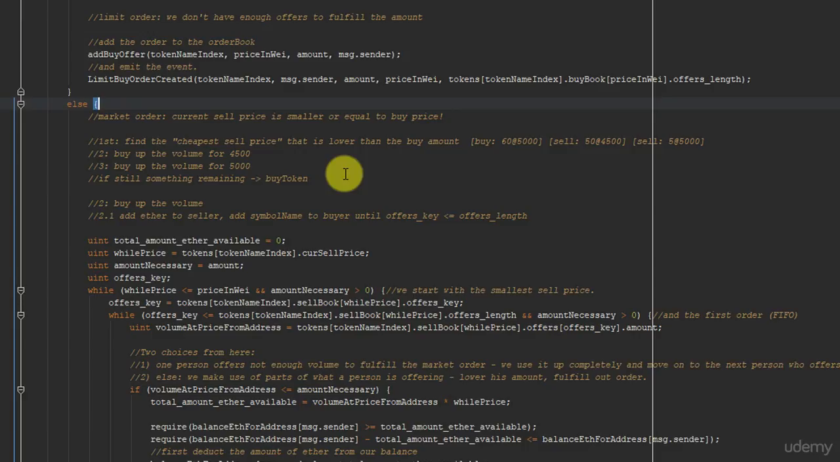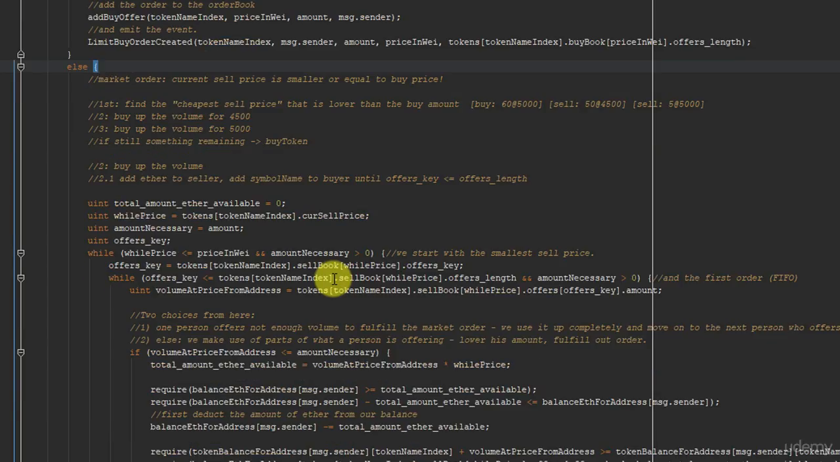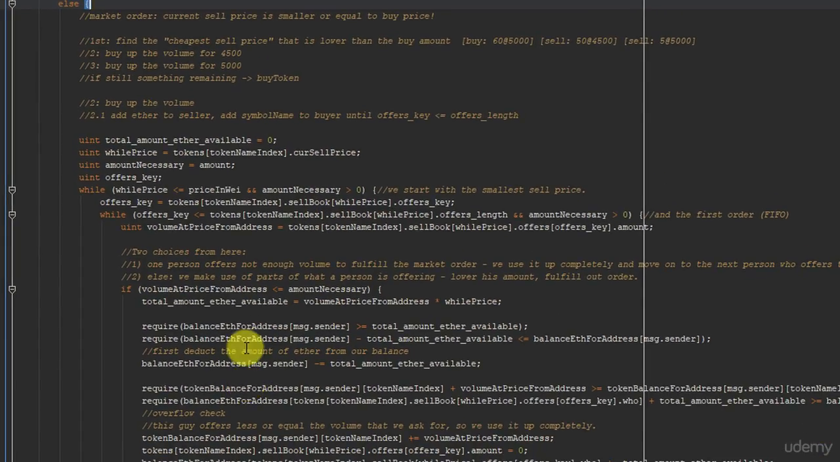a limit order. If we buy the tokens, then we have to move the ether from our balance to the balance of the person who is selling it, and we add the tokens from the limit order book, where they are held in escrow, to our balance. So this is the whole point. We have exactly the same logic, just the other way around.